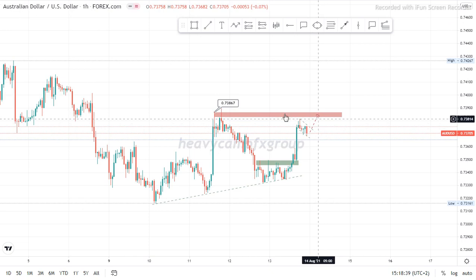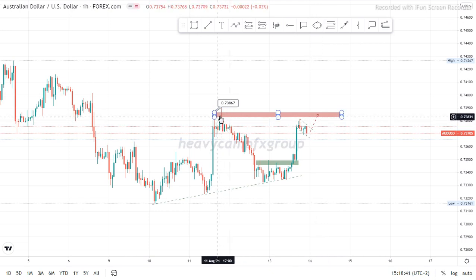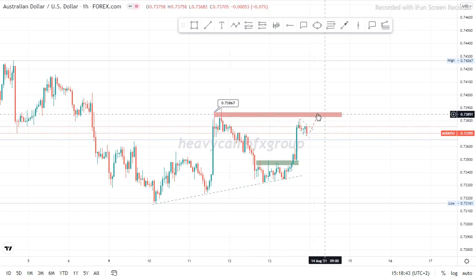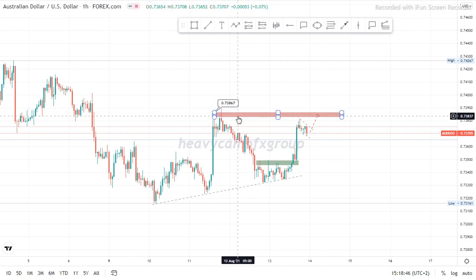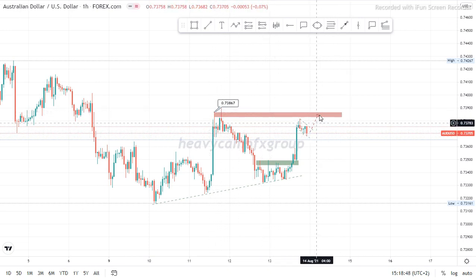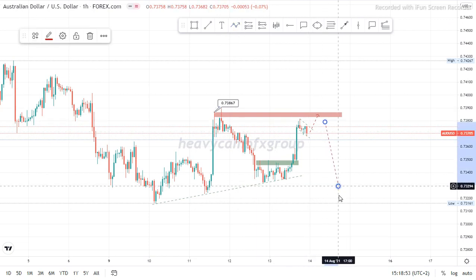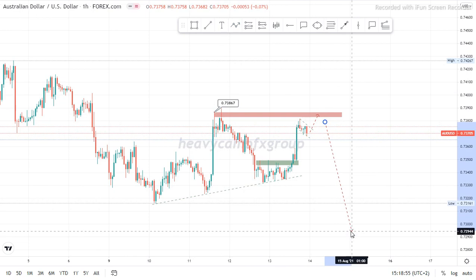And then when price gets here, we're just going to wait and see if we're getting any rejection candles, if price is respecting this high, this key level, right, guys. And if price is respecting this key level, we're going to be selling with the anticipation that price is going to create a new low.